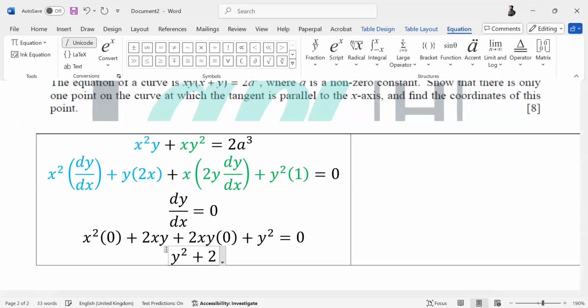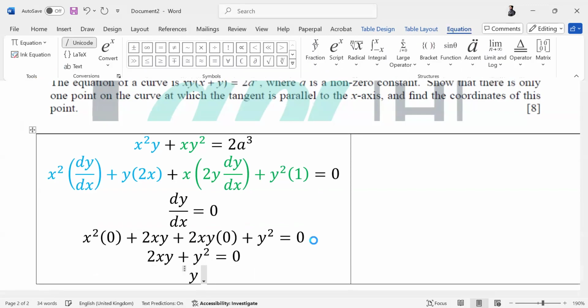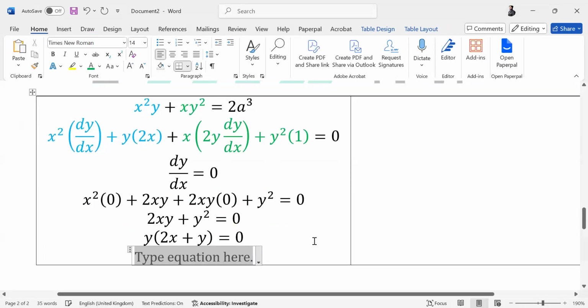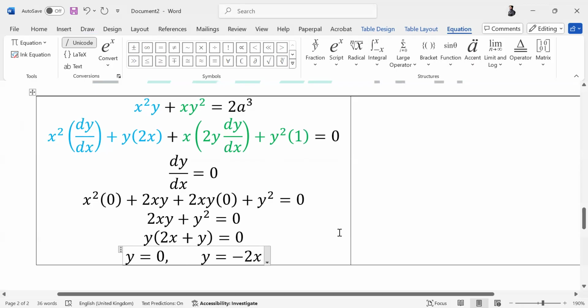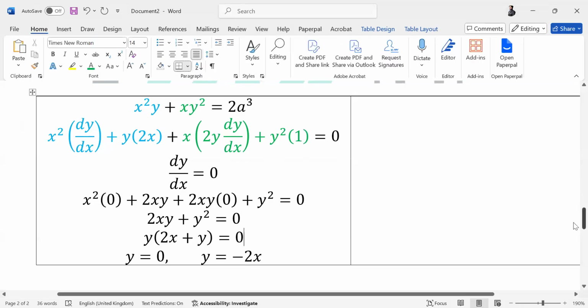Y square and, चलो इसको इसी सीक्वेंस में लिख देता हूँ. 2xy plus y square is 0. Then what? Y taken is common. 2x plus y is 0. So we end up getting two solutions. Either y is 0 or y is negative 2x. But the question says we have to prove that there is only just one point.